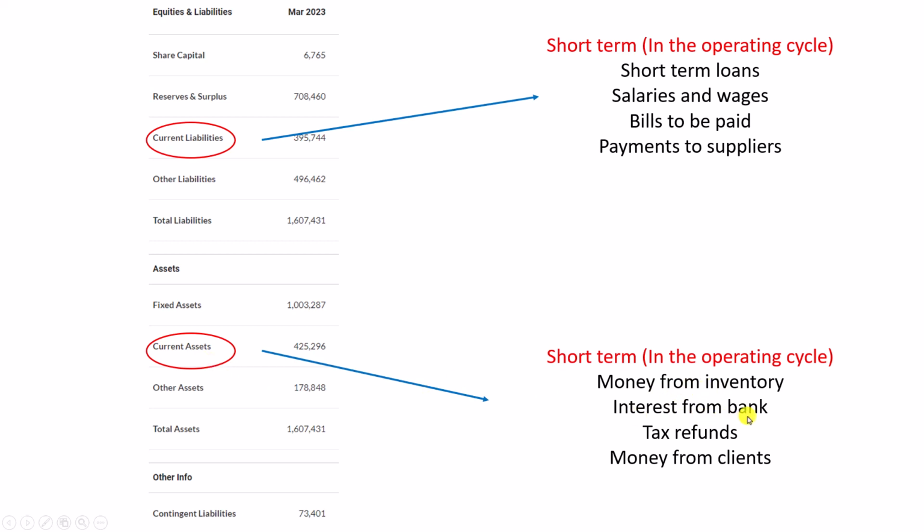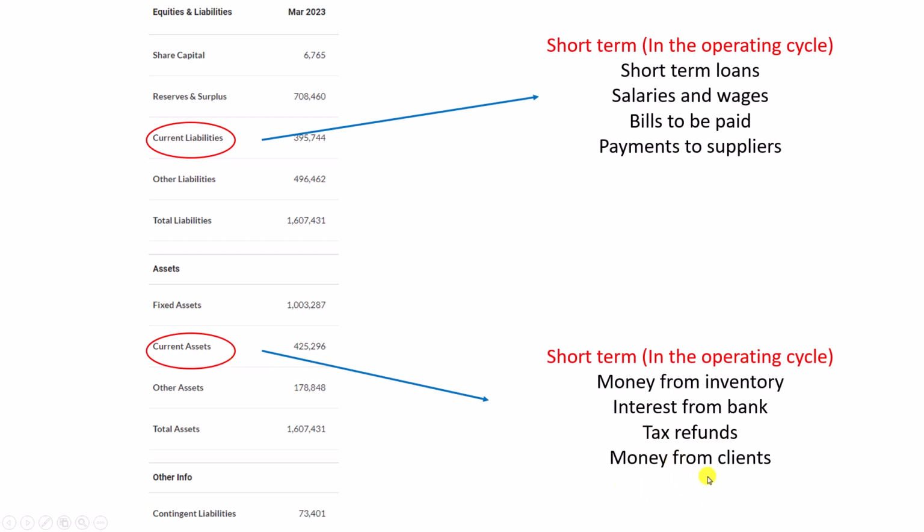Interest from bank. Let us say that the company has deposited money in banks or financial institutions and is expecting interest on the deposits. So if that is there, then it would come under the category of current assets. Okay, in the operating cycle, if the company expects any interest from banks or financial institutions, then it would come under this. Tax refunds. Let us say that the company has paid tax, but then there are some refunds expected by the company, that would come under the category of current assets.